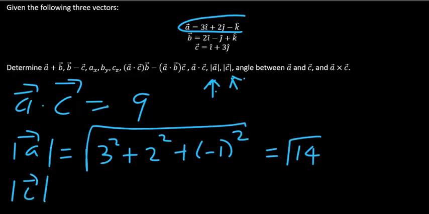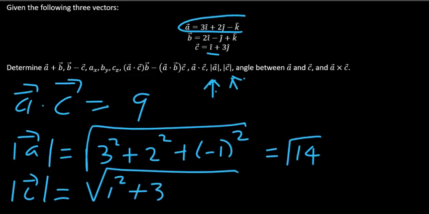Likewise, you can determine the magnitude of vector C. The magnitude of vector C is the square root of the sum of squares of its components. The first component here is 1, so that's 1 squared, that's the x component of vector C. The y component of vector C is 3, so square that. There is no z component, so 0 squared, and that's going to give you square root of 10.